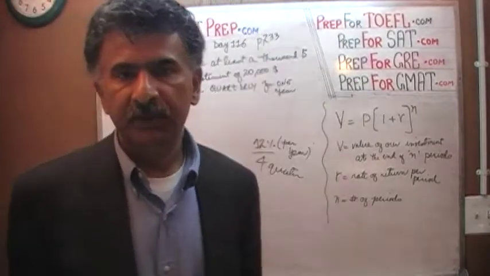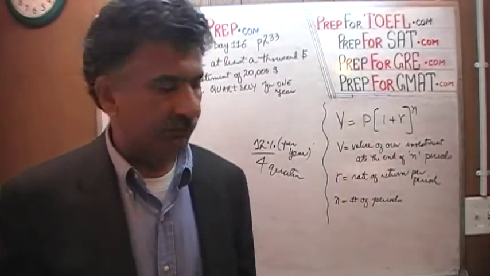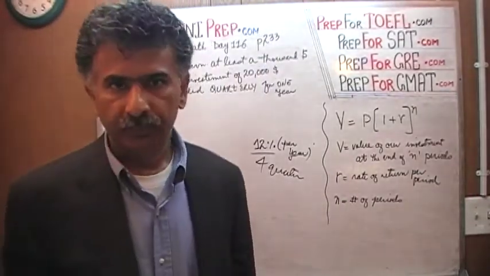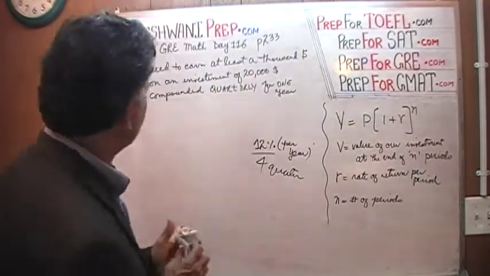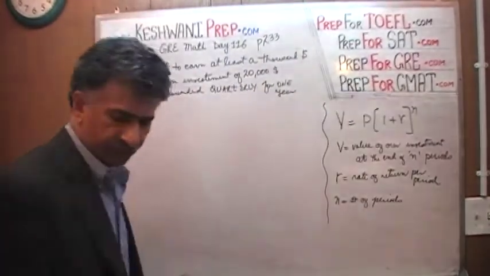So if you're going to keep the money in the account for 2 quarters, then N will be 2. Do you understand? Very good. Let's do the problem. Enough of the talk. Let's do the problem.